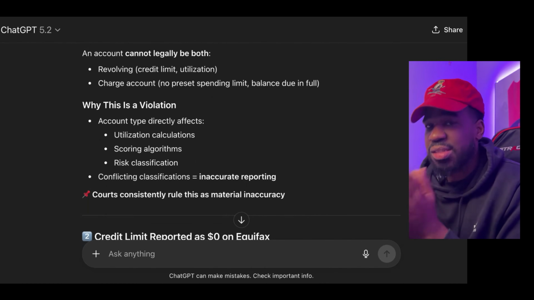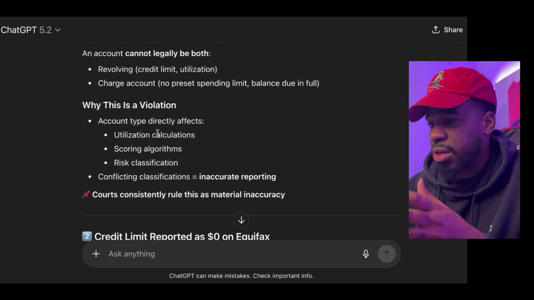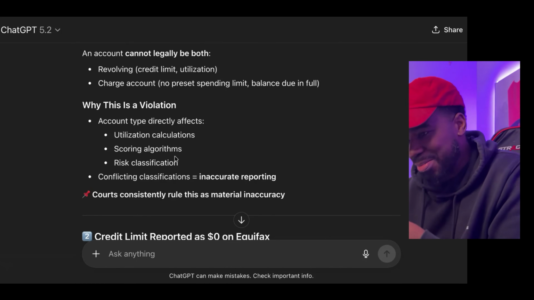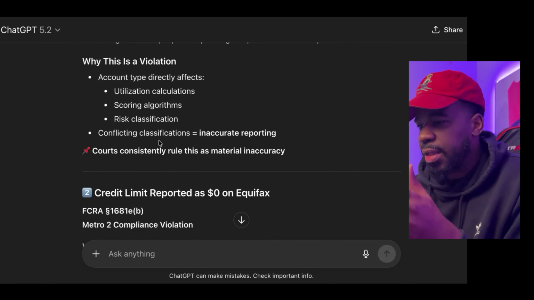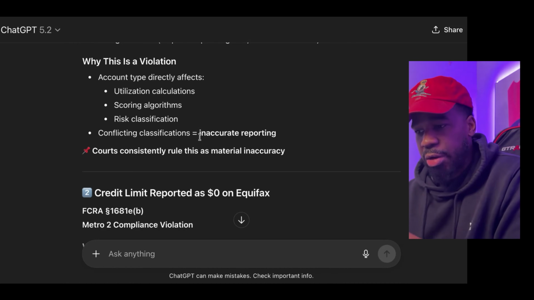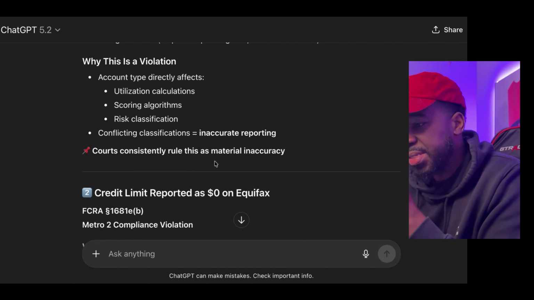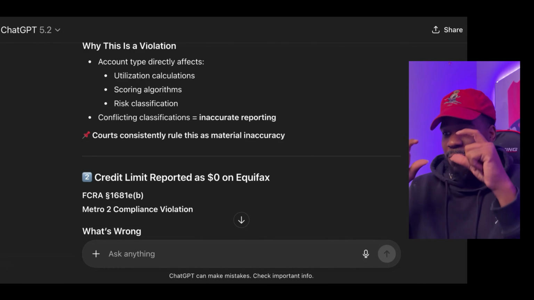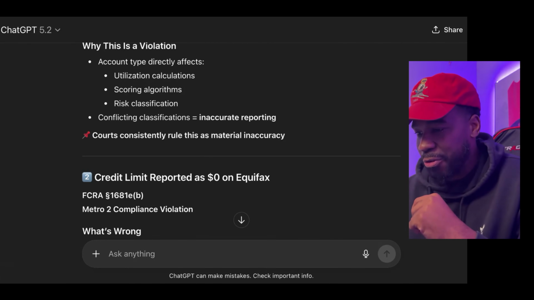This is the reason why it's a violation. Account type directly affects the utilization calculations, scoring algorithms, and risk classification. Conflicting classification equals inaccurate reporting. Courts consistently rule this as material inaccuracy. So you can leverage that right there as a violation to help you remove the account off your report.